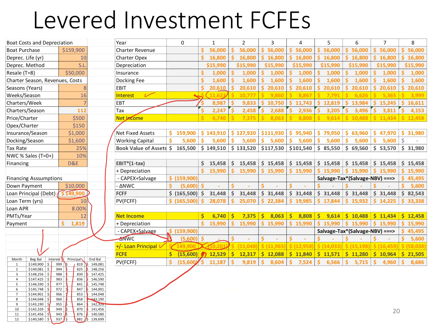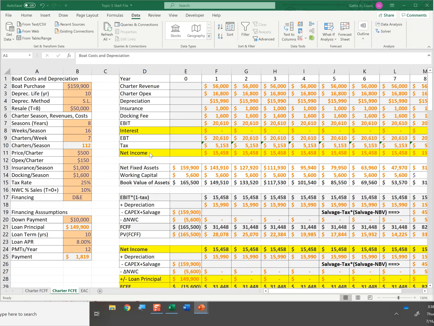So we're going to go to the spreadsheet, and I'm going to assume that I'm going to get a loan for my $159,000 boat. I'm going to get a $149,000 loan. In other words, I have a $10,000 down payment. And I'm going to finance that using a 10-year loan paid monthly, has an 8% APR. So notice we're kind of using stuff from every topic almost so far. So I'm going to jump to my spreadsheet.